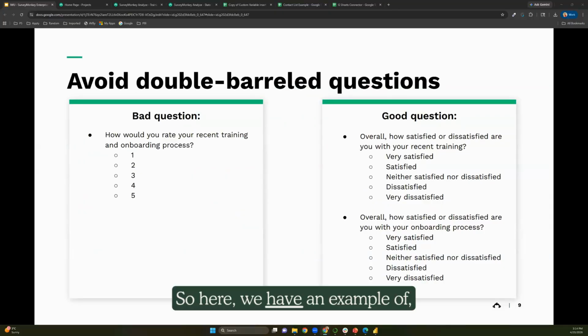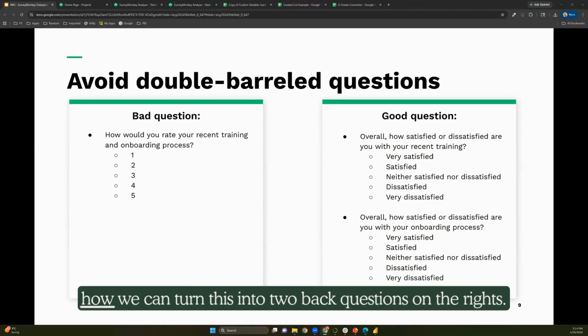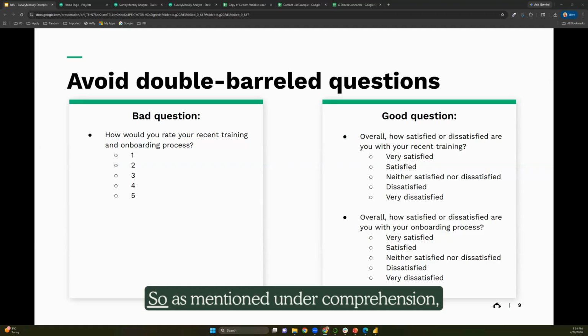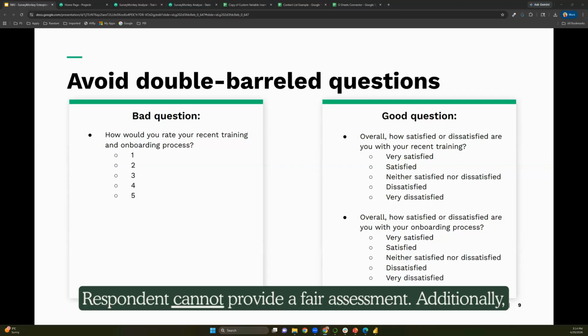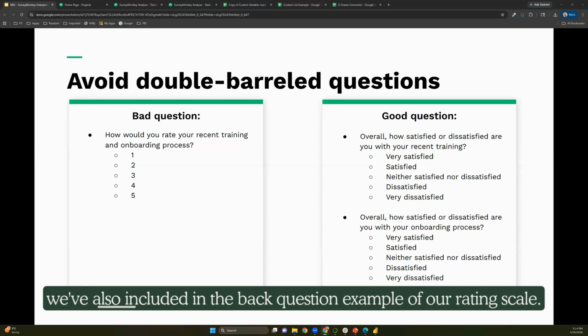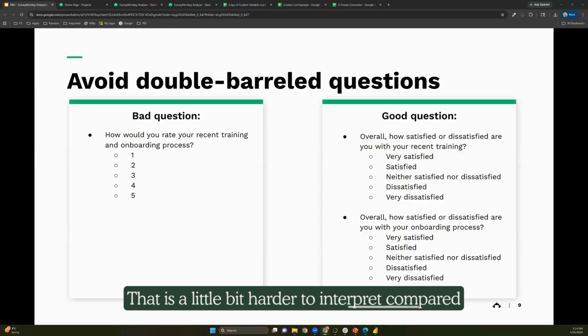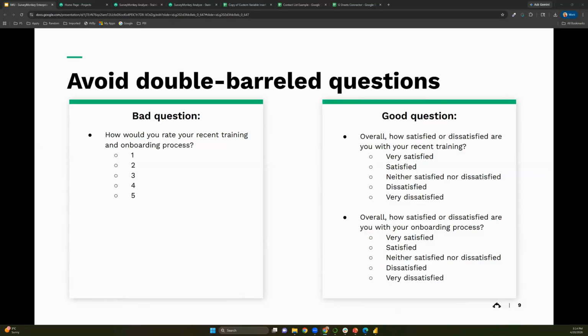So here we have an example of a bad question on the left and how we can turn this into 2 better questions on the right. As mentioned under comprehension, you want to focus on one concept at a time. Double-barreled questions include multiple concepts where a respondent cannot provide a fair assessment. Additionally, we've also included in the bad question an example of a rating scale that is a little bit harder to interpret compared to the labeled scale.